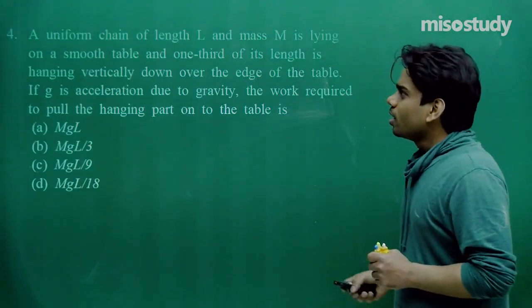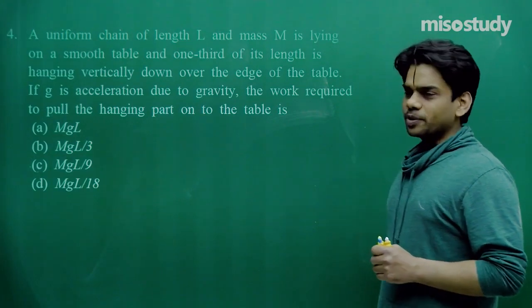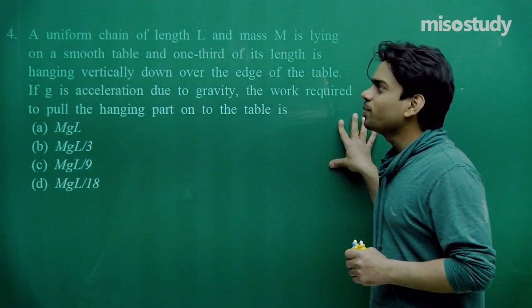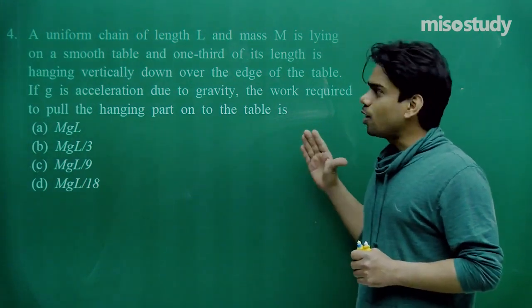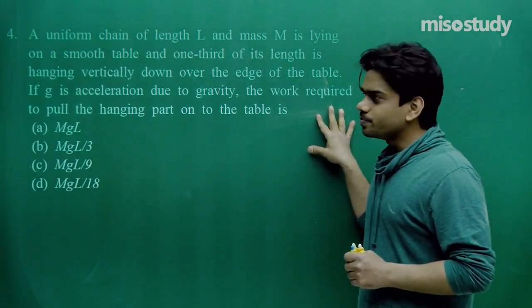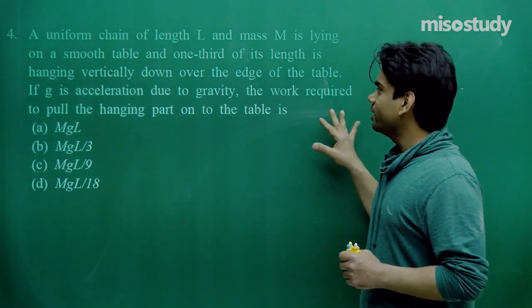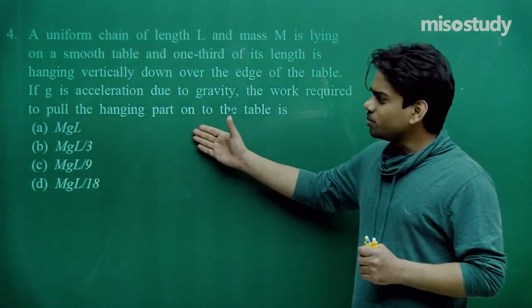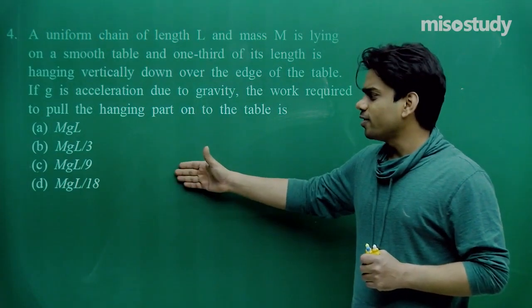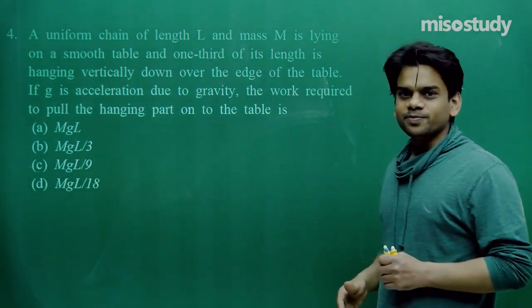A uniform chain of length capital L and mass capital M is lying on a smooth table, and 1/3 of its length is hanging vertically down over the edge of the table. If g is acceleration due to gravity, the work required to pull the hanging part onto the table is A, mgL, B, 1/3 mgL, C, 1/9 mgL, and D, mgL by 18.